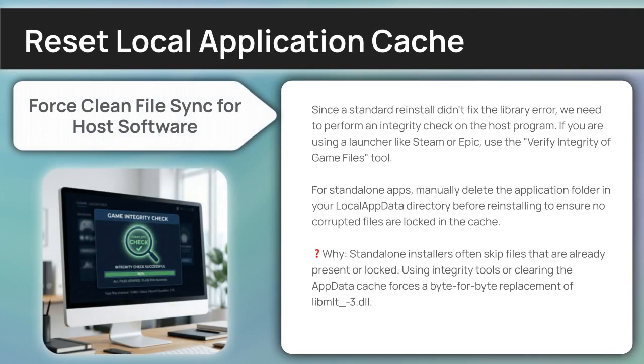Since a standard reinstall didn't fix the library error, we need to perform an integrity check on the host program. If you are using a launcher like Steam or Epic, use the Verify Integrity of Game Files tool. For standalone apps, manually delete the application folder in your local app data directory before reinstalling to ensure no corrupted files are locked in the cache. Why are we doing this? Well, standalone installers often skip files that are already present or locked. Using integrity tools or clearing the app data cache forces a byte-for-byte replacement of your DLL file.